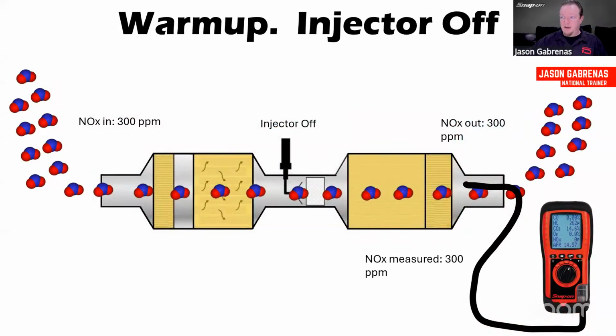There we go. Okay. So with nothing going on, we have our 2 NOx sensors. We should see, in this case, we have 300 parts per million going in, and when it's warming up with the injector off, 300 in, 300 out makes sense because we're not doing anything. It's just going through, right? So we're not providing that chemical reaction. So in this case, we would also be measuring 300 parts per million on our readout. So that's a check on the NOx sensor, right?